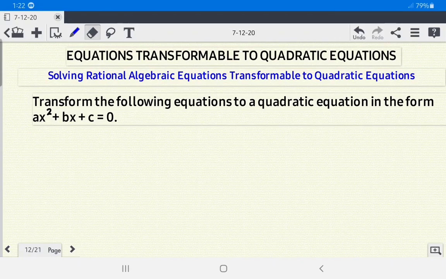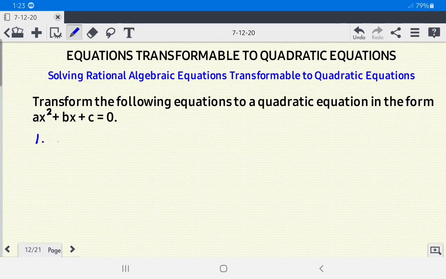Everyone. So today we're going to discuss solving rational algebraic equations transformable to quadratic equations. This is just a continuation of my first video, equations transformable to quadratic equations. Today we're going to transform the following equations to a quadratic equation in the form ax squared plus bx plus c equals 0.